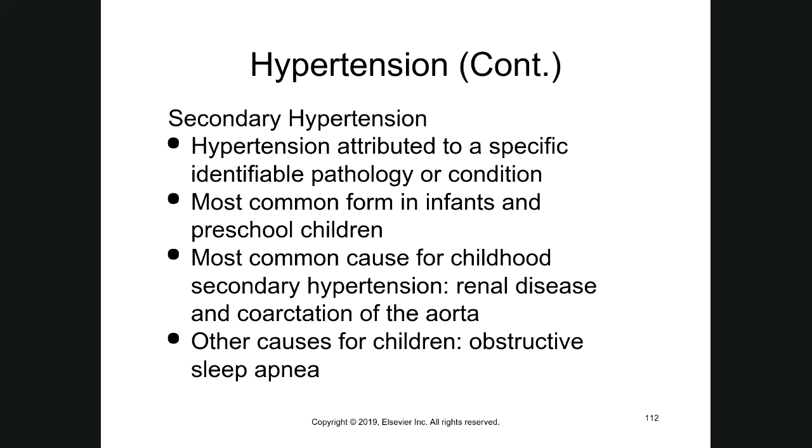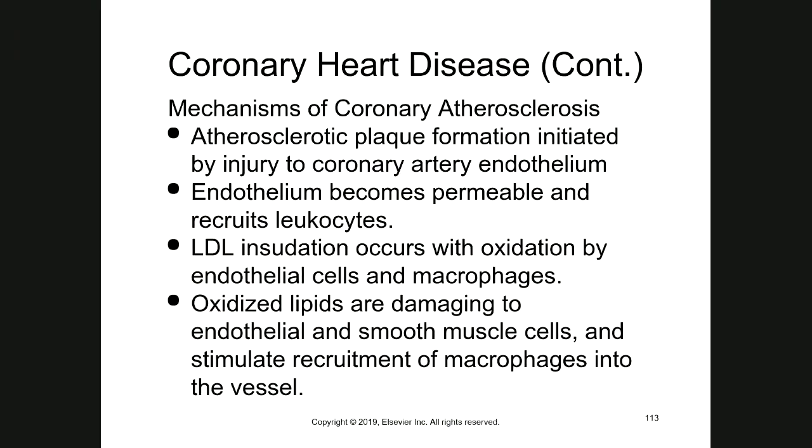Now, in the secondary one, the reason that I ask you for this one, you already know because I mentioned this one in the class several times. It's the most common form in infants and preschool children, and is the most common cause for childhood. Obviously, it is renal disease and the coarctation of the aorta. That's why I need to ask you for that. In the mechanism, yes, I need to ask you that.